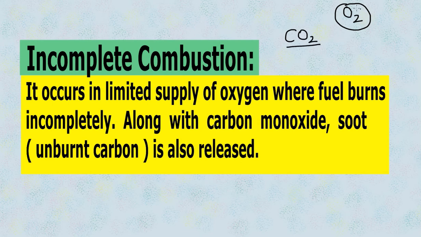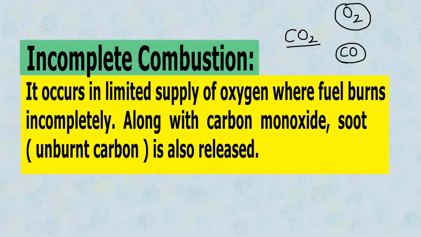So when oxygen is available in sufficient amounts, the carbon gets combined with oxygen and produces carbon dioxide. But in reduced supply of oxygen, when oxygen is not available in sufficient amount, then what will happen? Carbon combines with only one oxygen atom and it is known as carbon monoxide. So instead of carbon dioxide, carbon monoxide is produced in case of incomplete combustion when oxygen is not available in sufficient quantity. And along with carbon monoxide, soot is also released. What is soot? Unburnt carbon particles which are released in the form of black smoke, that is known as soot.